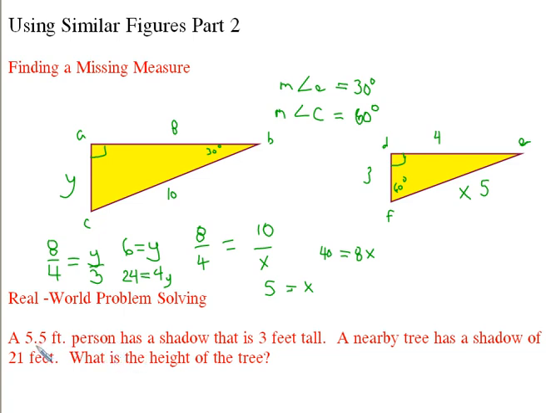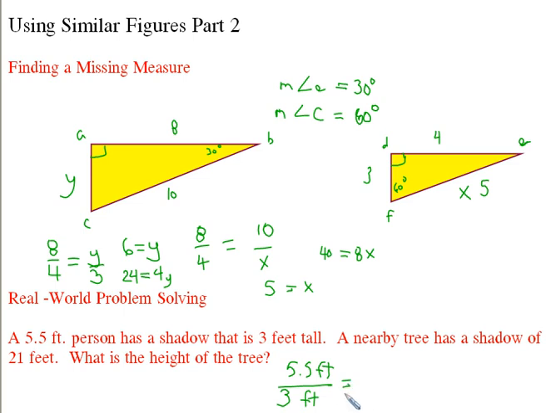But for an example here, a 5.5 foot tall person has a shadow that is 3 feet long. A nearby tree has a shadow that is 21 feet. What is the height of the tree? So the position of the sun should be the same. So therefore the shadow will form an actual triangle here from the position of the sun. So if I look here, 5.5 feet, that's the height of the person, and this is the shadow length.